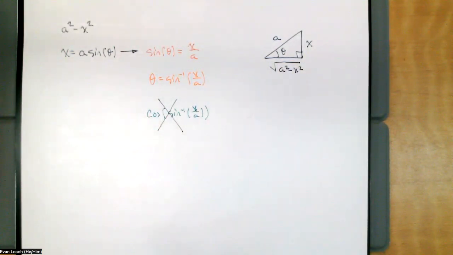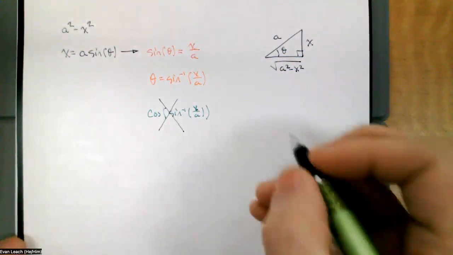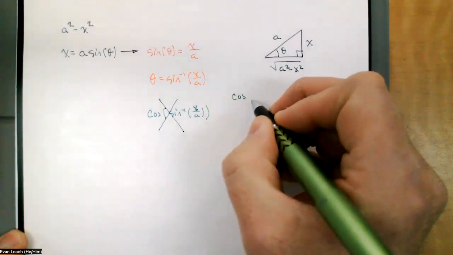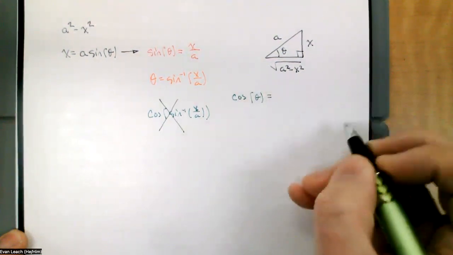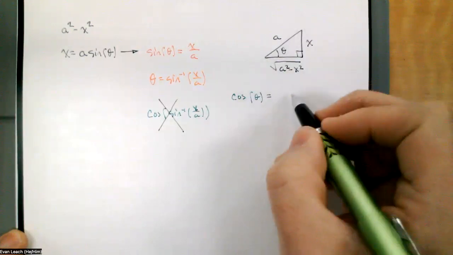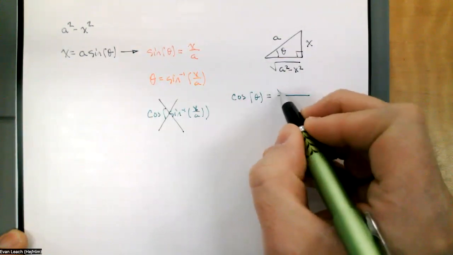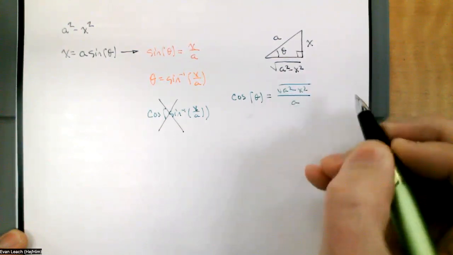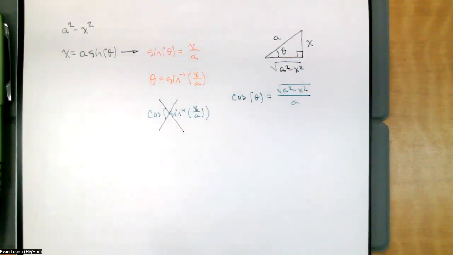So instead of writing the cosine of sine inverse of x over a, it's just fine. I'll always make fun of that. I don't know why. I'm just a jerk. You're going to have cosine of theta, and you're going to write it as adjacent over hypotenuse. Then you will be cool.